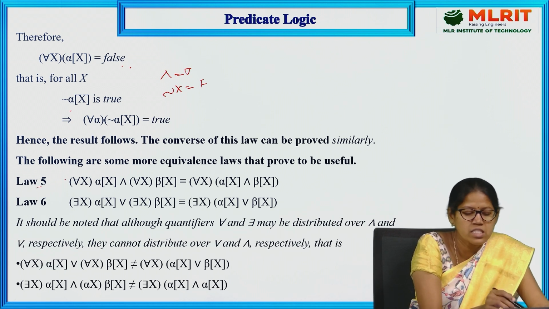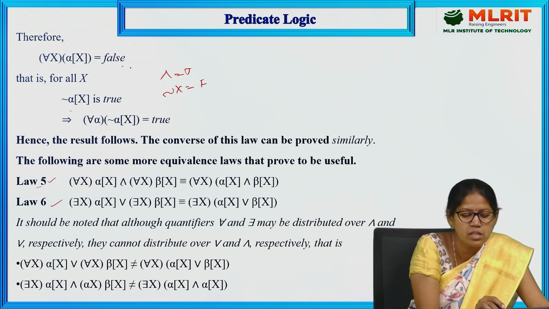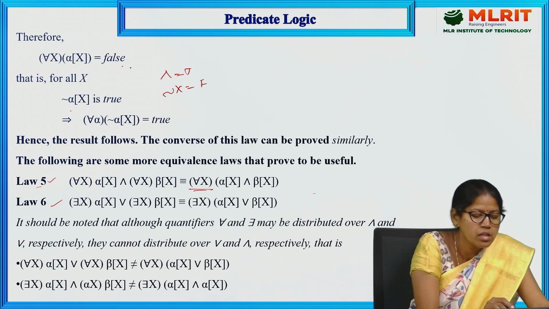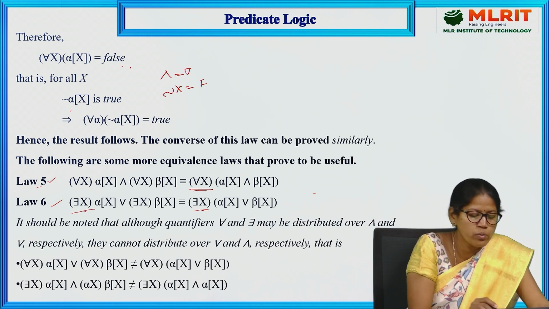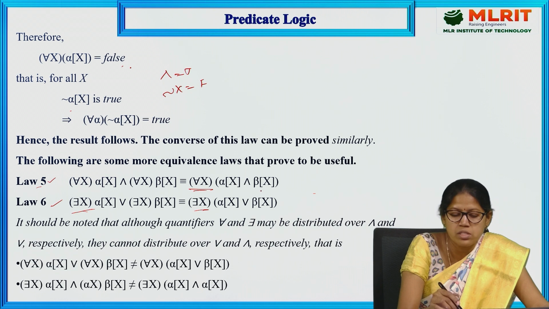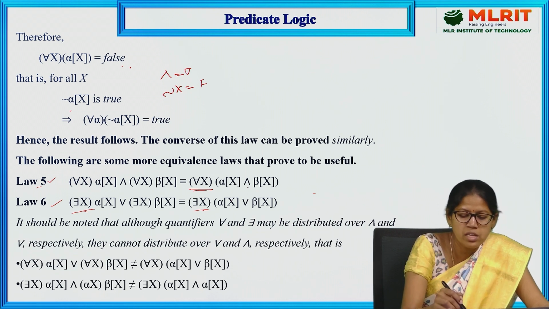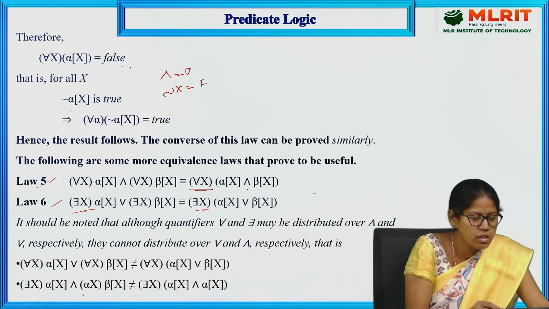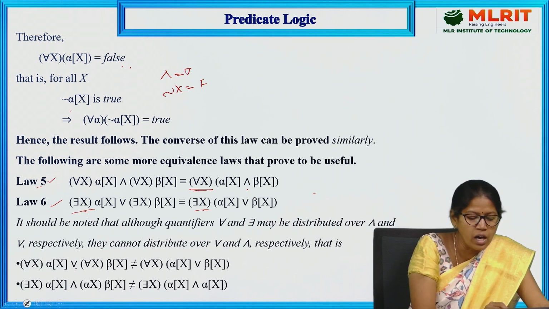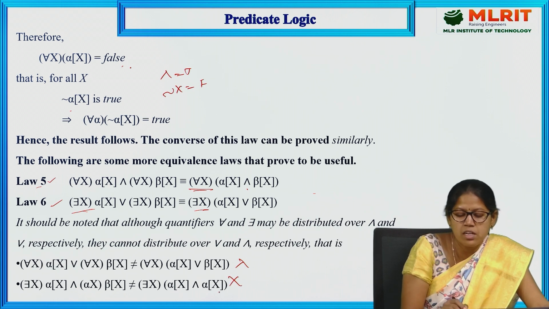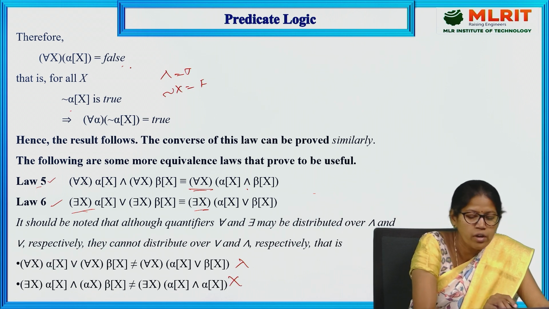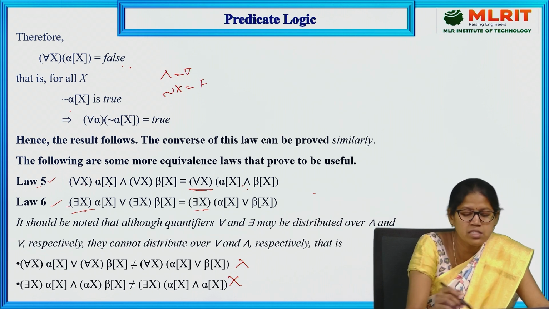So the next laws are law 5 and law 6. For all X, alpha X and for all X, beta X, then take this quantification alpha X and beta X, and there exists X, also a similar one. But it is not vice versa. It is only for all X and there exists R. Look at here: for all X, OR symbol, it is not equivalent. There exists, AND symbol, it is not equivalent. Only for all X, AND symbol, there exists OR symbol.